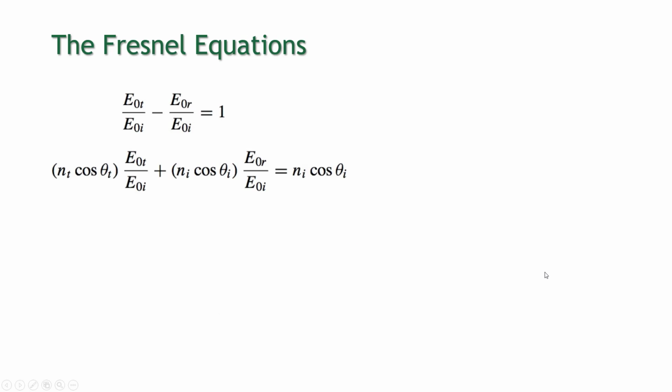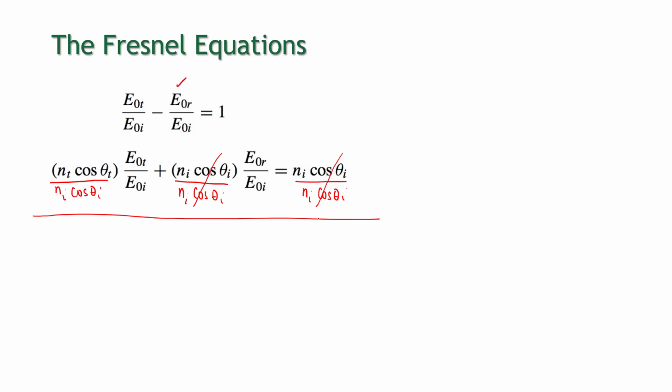So, we have these two equations and I want to eliminate this one. That means, let us divide both sides by this term Ni cosine theta I, here also Ni cosine theta I, here also Ni cosine theta I. When you do that, you get rid of that and you also get rid of that, and then you add the terms for the two equations.